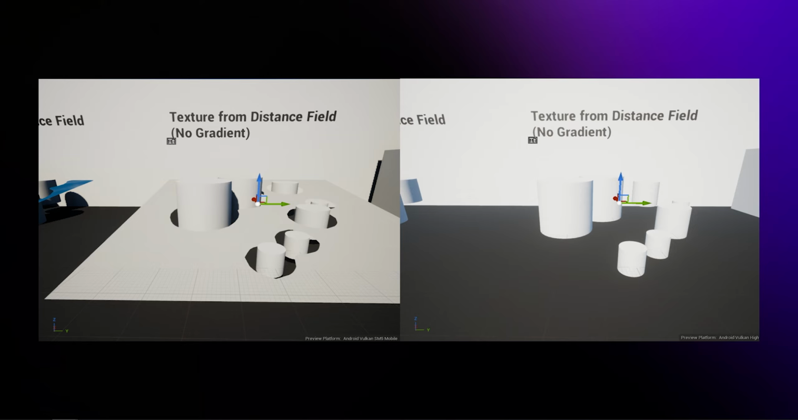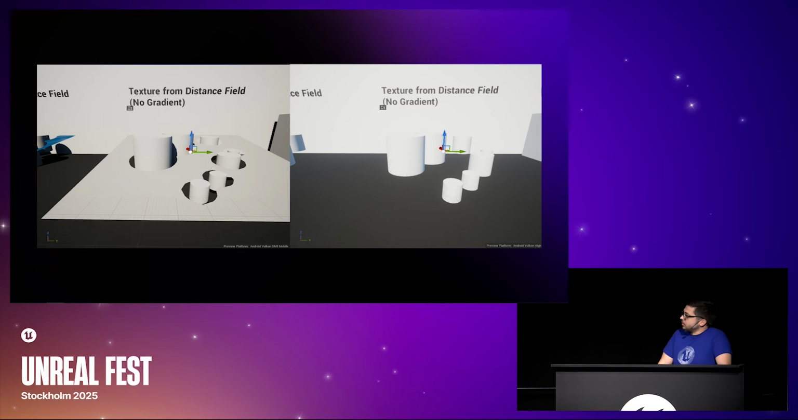In this image, we come back to the previous example. On the left side, you see Android Vulkan SM5 preview. And on the right side, you're going to see the Android Vulkan High. We have that same plane that is using the material that has an opacity mask. And you can see how it's working in SM5 on Android, and it's not working on normal Vulkan mobile. And I'm just going to show how you can see what's going on fast.